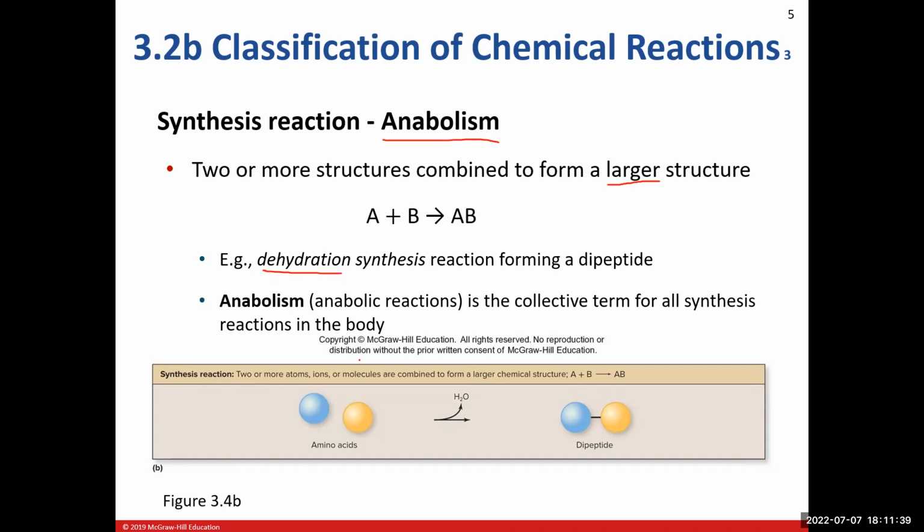And so here's what we're going to see. We have two individual amino acids, right? And then we extract water during the chemical reaction. So one of our byproducts for these dehydration synthesis reactions is water. And now where we had two separate smaller items, now we're left with one larger structure, the dipeptide here. And so you'll see this in the formation of proteins.